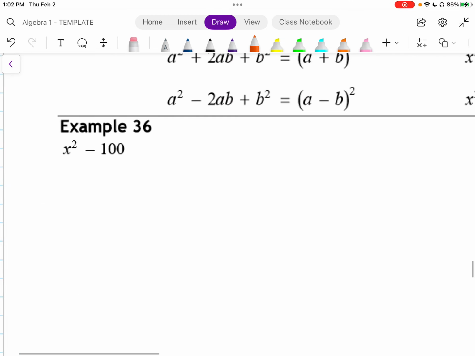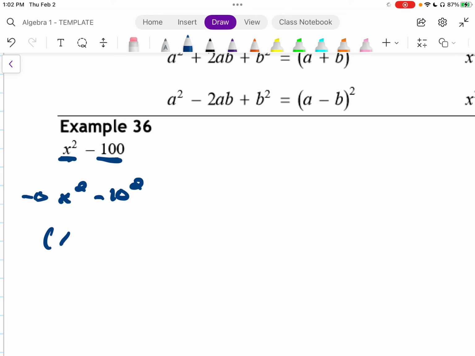Let's look at example 36. This is a binomial, right? It just has two pieces. I see that the first piece is x squared, and I'm going to rewrite the second piece as 10 squared. So I'll say x squared minus 10 squared. Now this is a difference of two squares, okay? Eventually, you can skip this step and just jump to the answer, but for now I think it's good if we write it out, right? Difference, meaning minus, of two squares. Well, there's two squared pieces there.